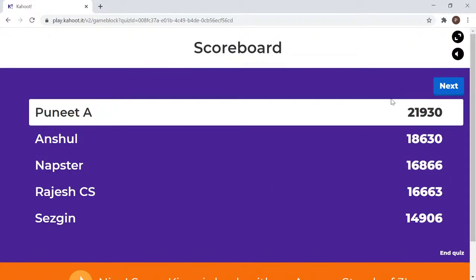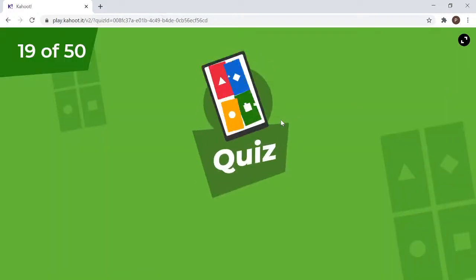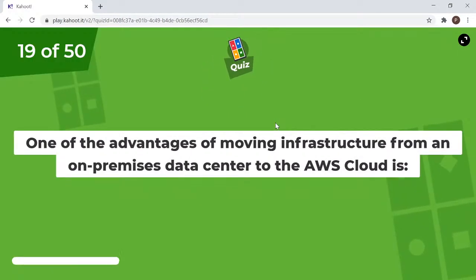Everyone holding their position strong in this question. This is the 19th question.